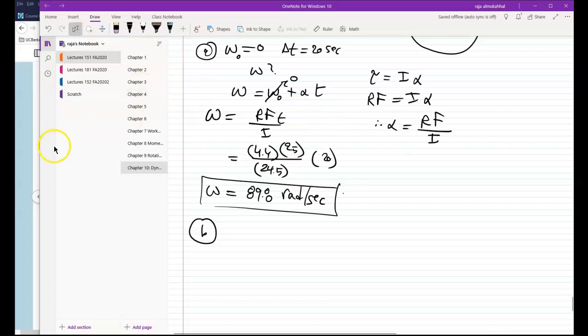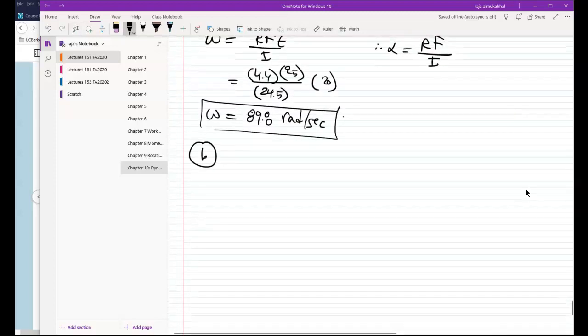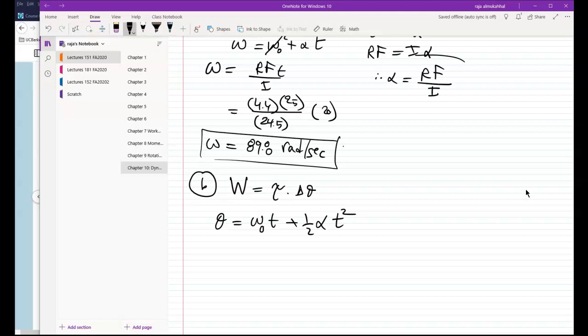B says how much work did the child do? Okay, well, we know that work is equal to what? Go back to what we talked about just 20 minutes or so ago. We said work is equal to tau delta theta. All right, so all I need to do is to get theta. Again, I can use kinematics. So theta is equal to omega naught t plus 1/2 alpha t squared. I already got the alpha right here. I can get a number out of that. And omega naught is 0.